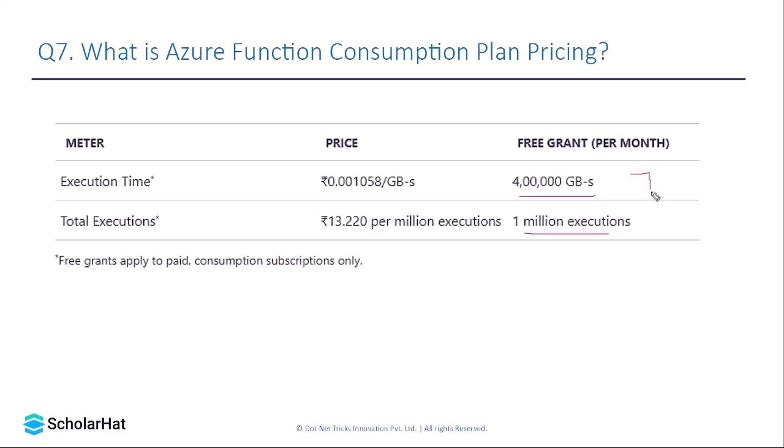So you can say that in a subscription, if you have 10 Azure functions, then all the 10 Azure functions combined will get 1 million executions of a free grant per month. Post 1 million executions, whenever you cross this limit, you will be charged about rupees 13.220 per million executions. The execution time would also be charged at 0.001058 per GB per second.